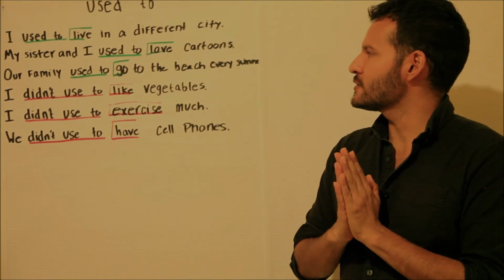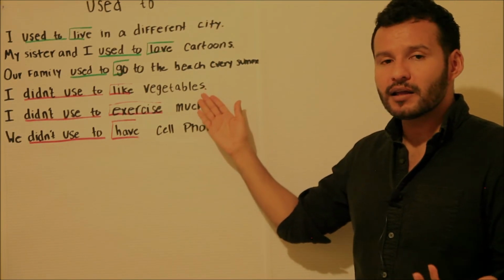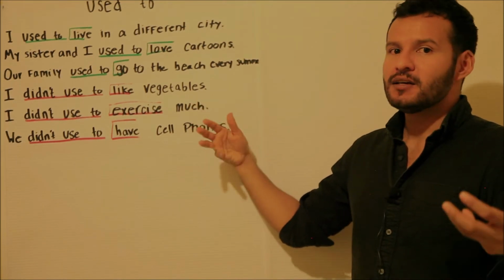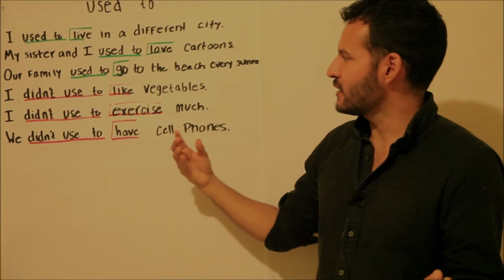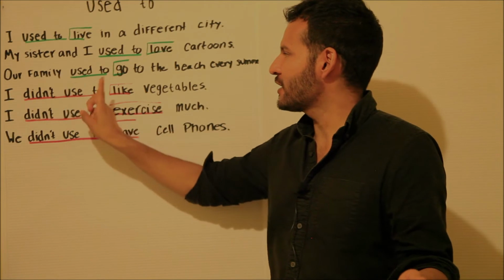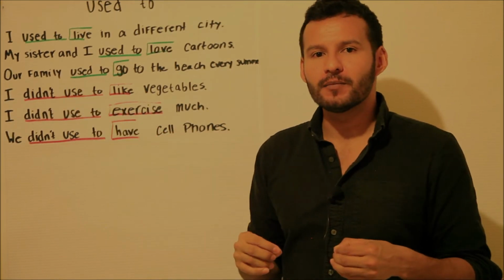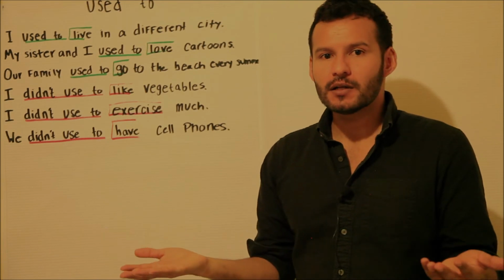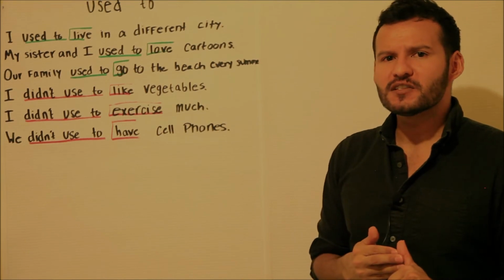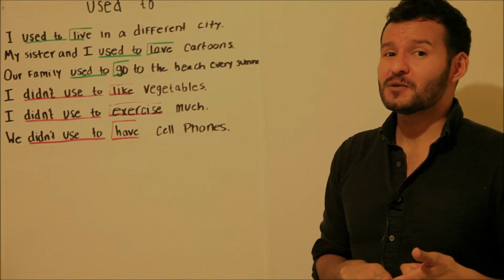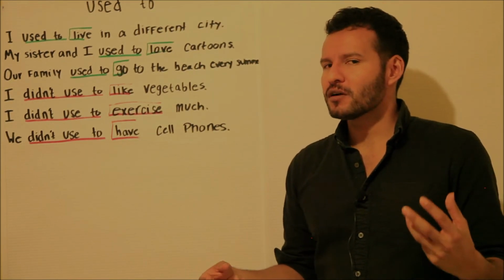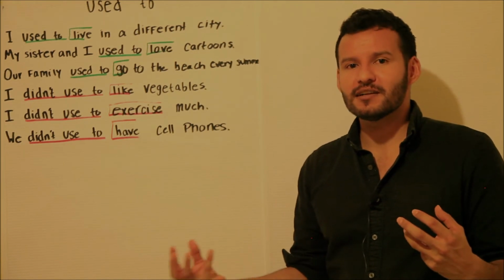Now, it is also possible to use this particular structure in the negative form, and it's just the same negative form that you use in the simple past with any other verb. So basically, we use the auxiliary "didn't," and because "didn't" is in the past, be careful, "use" is in the base form: didn't use to. So if I continue telling you about my childhood, I can also tell you that when I was a child, I didn't use to like vegetables very much. I didn't use to exercise very much. I preferred to watch TV. And I grew up a long time ago, so we didn't use to have cell phones when I was a child.